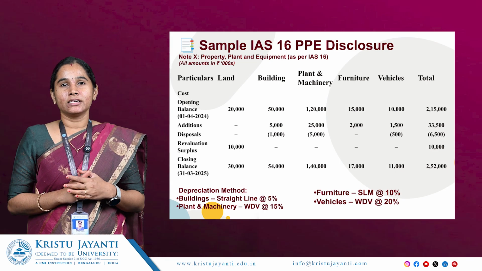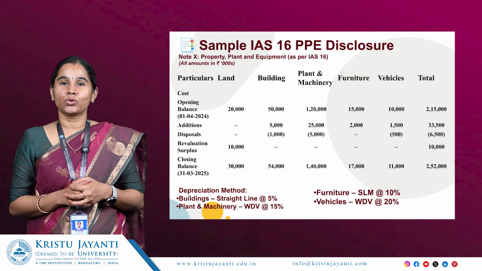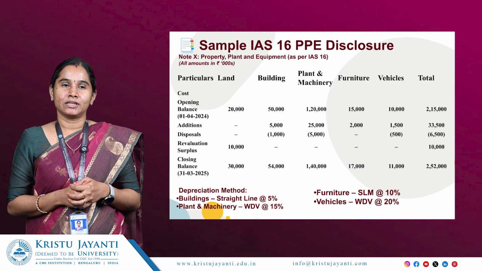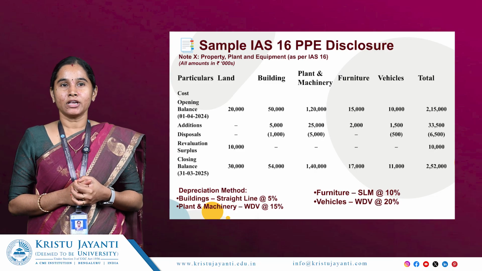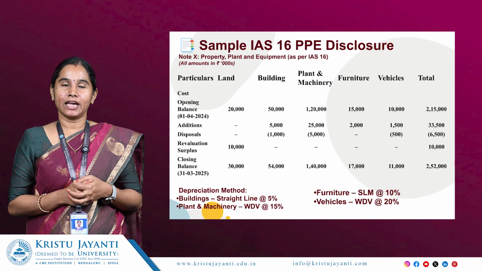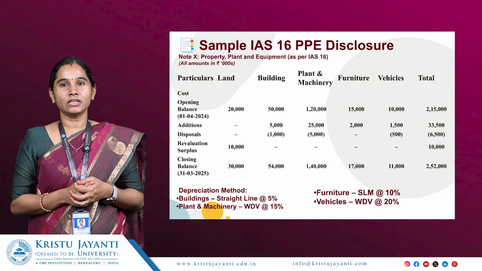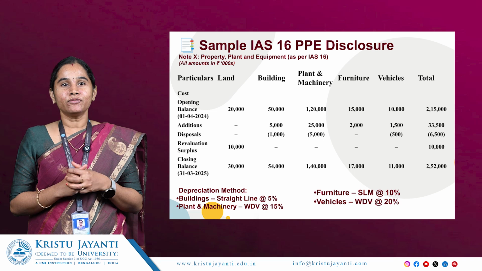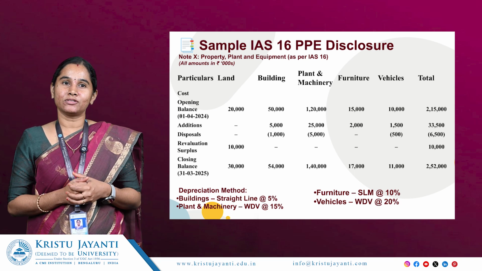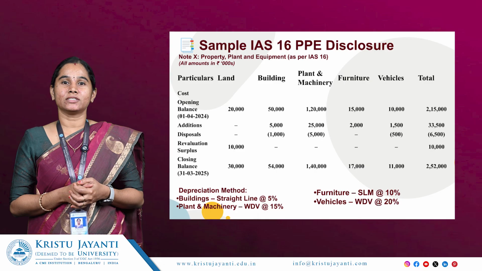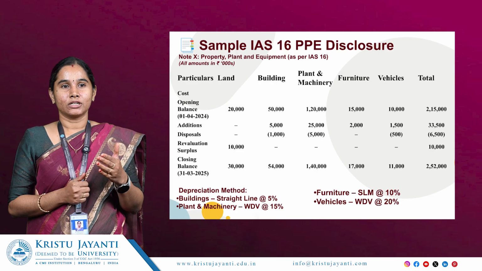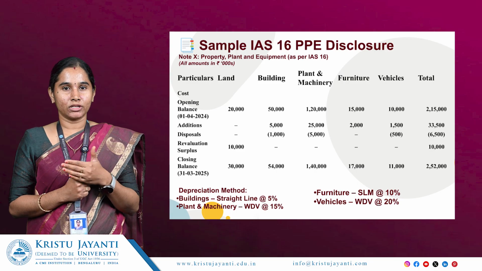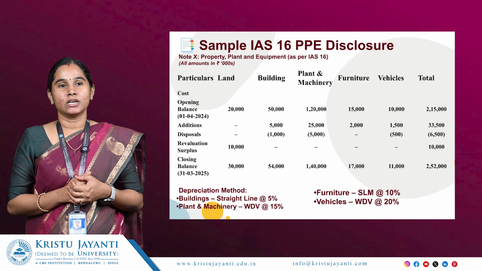So here I have an example. Let's take IAS 16 and see how it has to be shown in the disclosure part. All the amounts are given in thousands. If an organization has plant, equipment and properties like land, building, plant and machinery, furniture, vehicles, then every year the organization will start with the opening balance value.